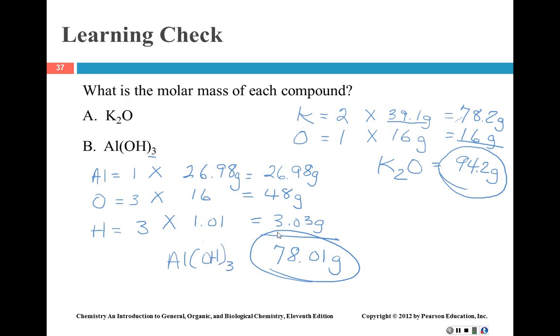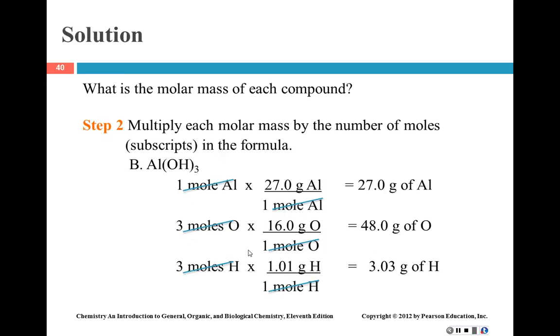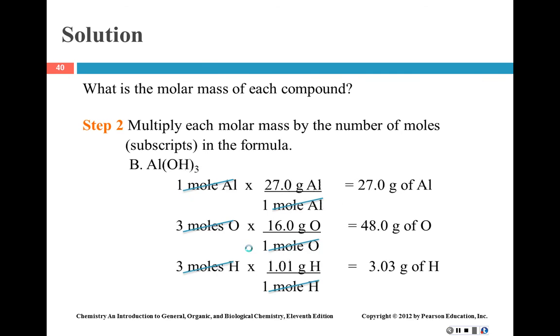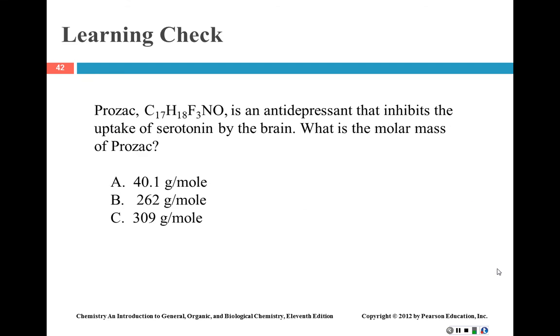All right, so let's see how we did. Yeah, we got 94.2 for K2O, and we got 78 grams for aluminum hydroxide. So we did pretty good. All right, let's try another one. Oh, Prozac. Sometimes during finals, I think I need Prozac, don't you? All right, C17, just kidding.